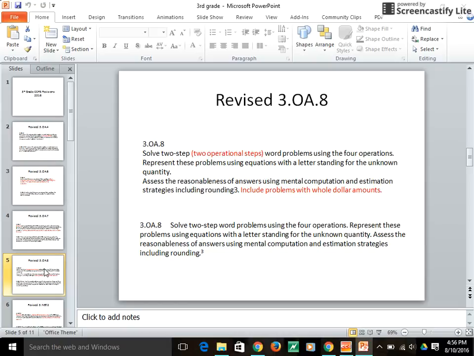3.OA.8. Just want you to know that when they solve two-step word problems, and this wording was added to a third and fourth grade standard, that refers to two operational steps. So if there's rounding involved, in fourth grade, if they were dealing with a remainder, anything like that that's an extra, that's not considered an operational step. An operational step is adding, subtracting, multiplying, or dividing. So whenever they're solving two-step word problems, the only thing that's counted is the adding, subtracting, multiplying, or dividing. So don't consider any extras that they may have to do to get to that as part of the steps.